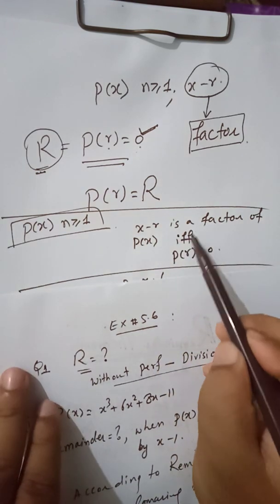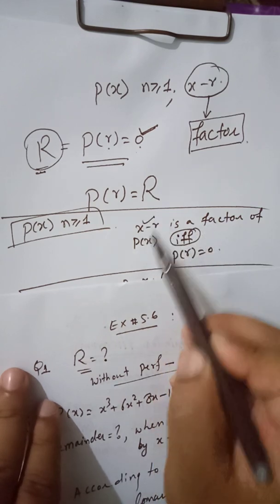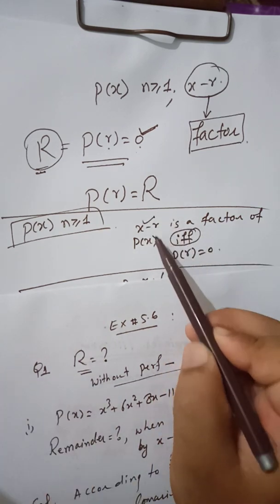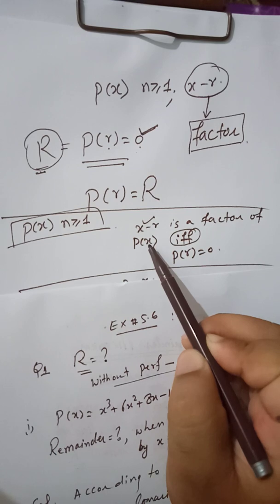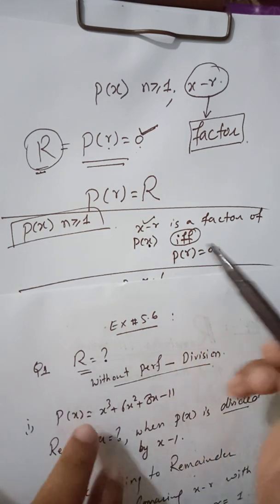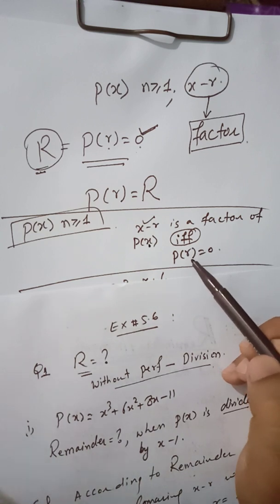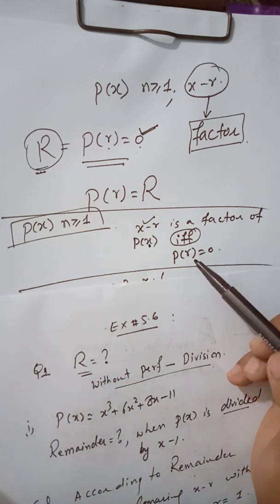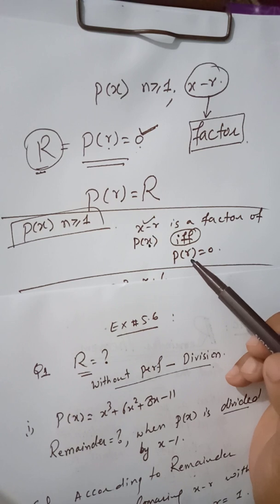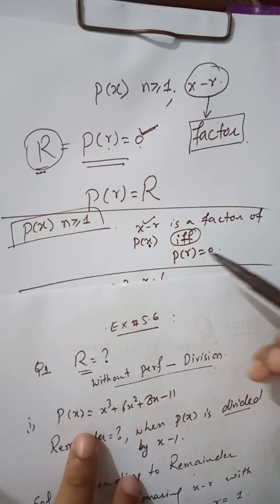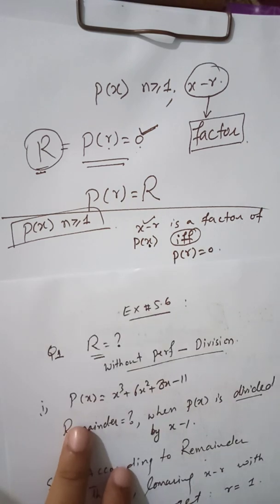What this 'if and only if' says is that if x minus r is a factor, then by replacing x with r in the given polynomial, you will always get 0. And the converse part says that whenever a number makes the given polynomial become 0, then x minus that value is a factor. So there are two parts in this statement. One is the direct part, and the other is the converse part.